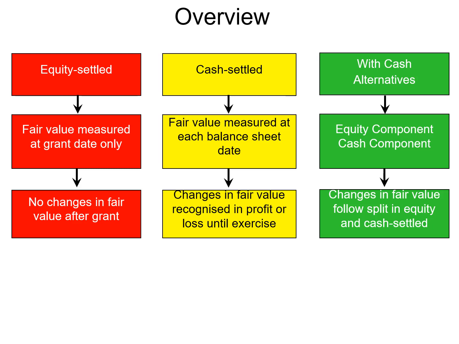If it's a cash settled share-based payment scheme, fair value is measured at each reporting date, and any changes in fair value are recognized in profit or loss until such time that the obligation is settled, instruments are exercised. Where you have cash alternatives, well then we work out what portion of that is an equity settled component, what portion of that is cash settled, and then the accounting will follow on from that.